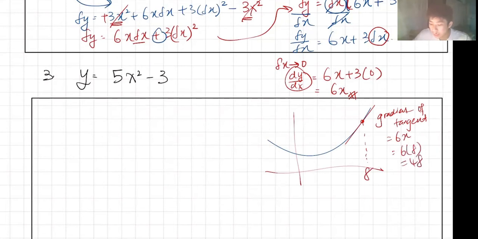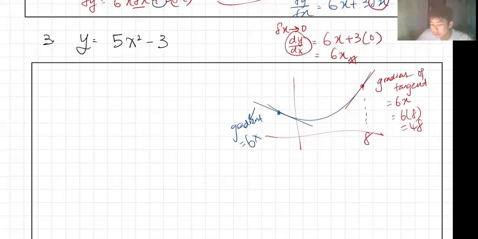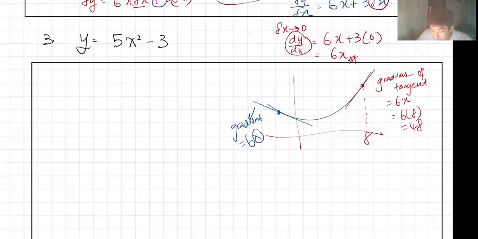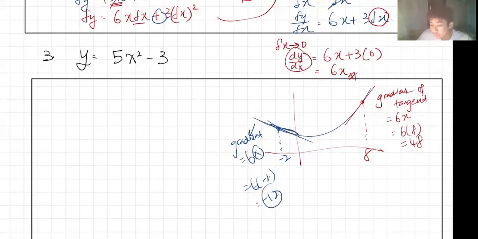Okay, for example, I want to know what is the gradient at this point for this curve. I draw a tangent. I'm finding the gradient of this tangent, okay? The gradient is, let's just say, we know it's 6x, because this is gradient of tangent. We have found the gradient function is 6x already. So if I just include the x value at this point, maybe -2, I have 6 times -2 is -12. So I know that the gradient of this line is -12.